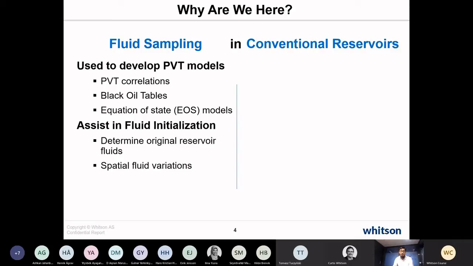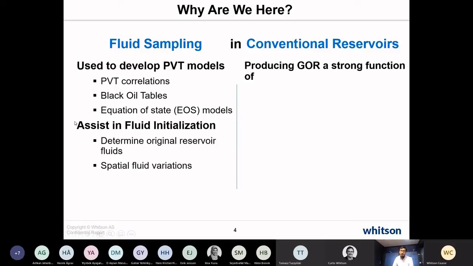We also like to know if, for example, in a reservoir the fluid compositions are varying, for example with depth or spatially, areally. We also would like to know that information. So collecting samples that are in situ representative helps in this fluid initialization.